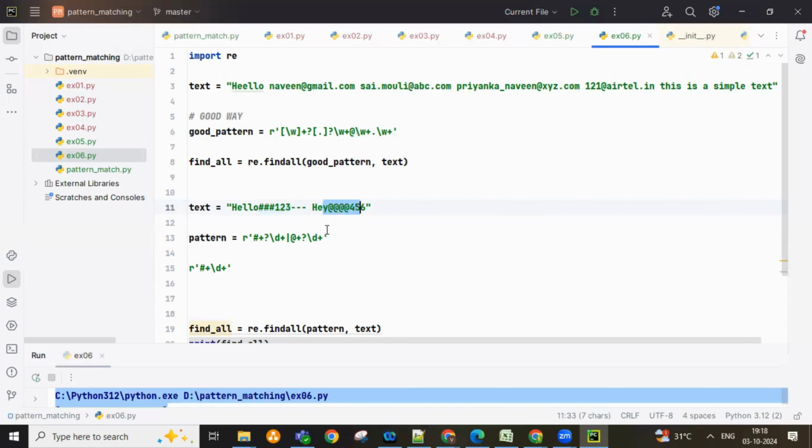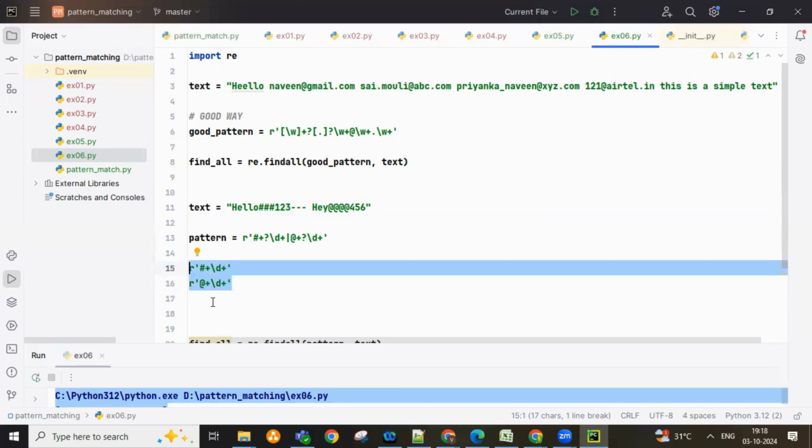For the second one, what is the pattern? Again, at the rate plus, got it? Slash d plus. Correct, right? Now there are two patterns. Guys, now there are two patterns, isn't it?